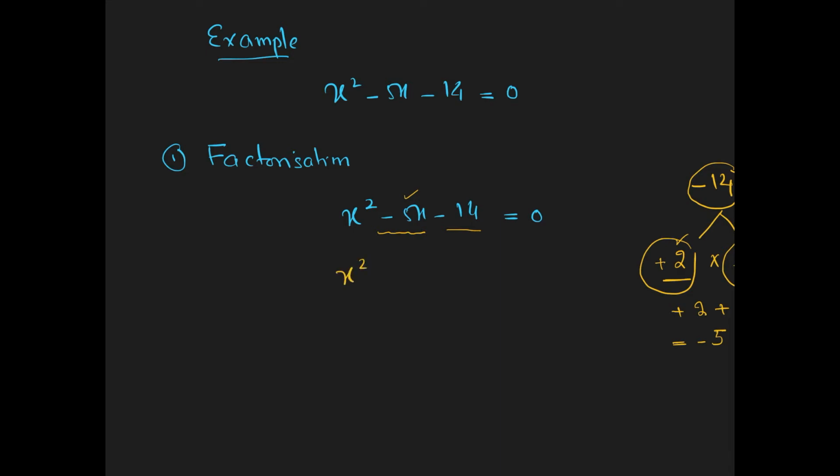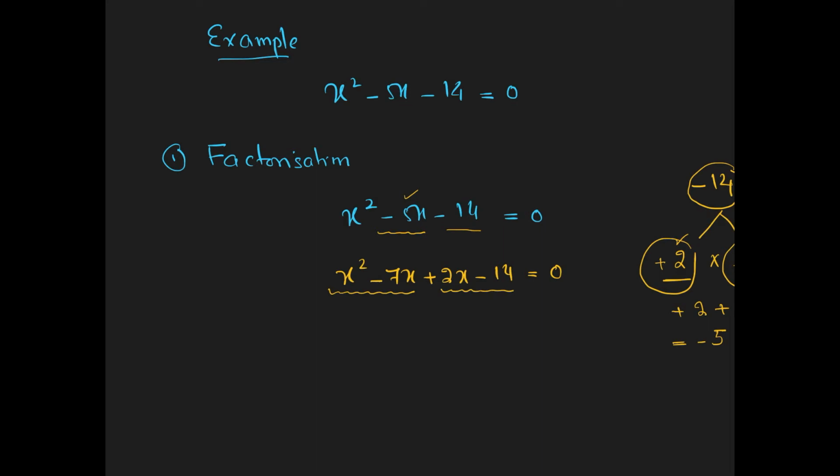x² − 7x + 2x − 14 = 0. This is the next step. We then break down −5x into −7x + 2x. Once we write it down in this form, we focus on the first two terms separately and the last two terms separately and further factorize them.